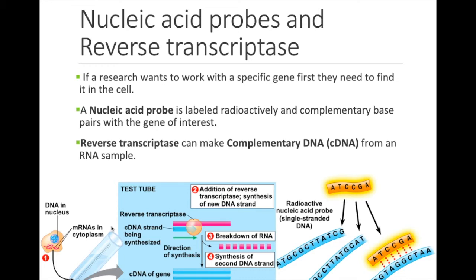So there are different ways of actually finding or making DNA samples to begin with. A nucleic acid probe is a piece of single-stranded DNA that has been labeled with radioactive isotopes. This works like a tag. It can be added to a DNA sample, and it will complementary base pair with the gene that the researcher is trying to find. Then the radioactive isotopes will fluoresce or glow, and the researcher can collect all of the samples that contain the gene that they want to study.